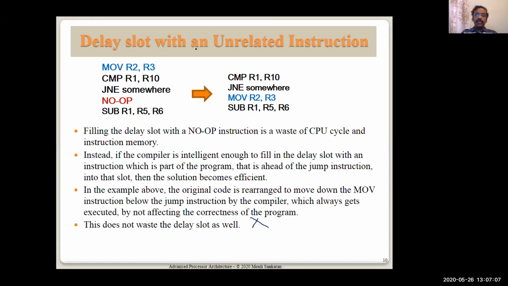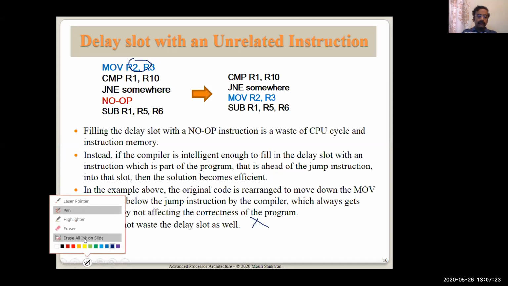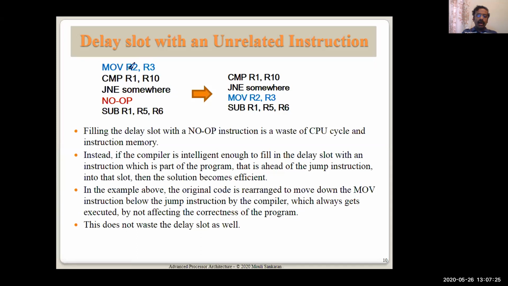So the question was, suppose this move was having R1 and R10 values as destination. You cannot have two. What she means is, suppose this is not R2, but R1, or maybe R10. We want the R3 value to be moved into R1 or maybe R10 here. Move can only move into one register.